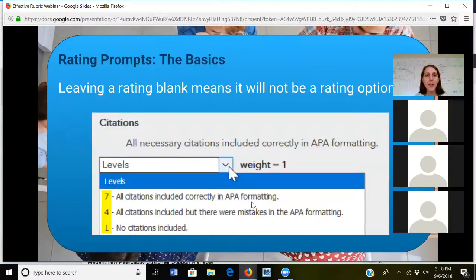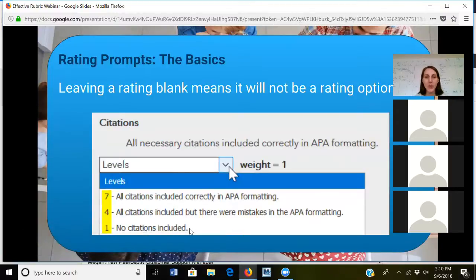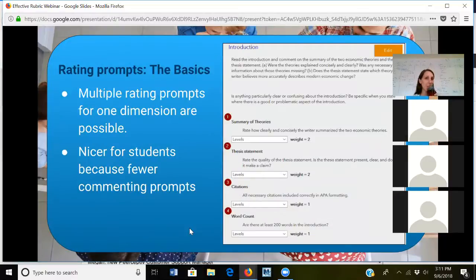Here's an example of that. If you leave a rating blank, it means it won't be a rating option. So this is rating their use of citations. And on purpose, I've only put in 3 levels. Level 7, all citations included correctly in APA formatting. 4, all citations included, but there were mistakes in the APA formatting. And 1, no citations included. So I'm sure many of you can see how in your own specific situations, a rating like this would fit well for citations, or if you wanted some element to be present, but you didn't want students to have to parse through exactly how well or how accurately one of their peers had included it. All right.